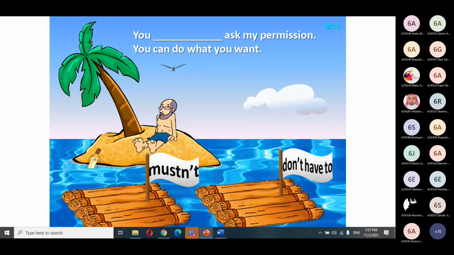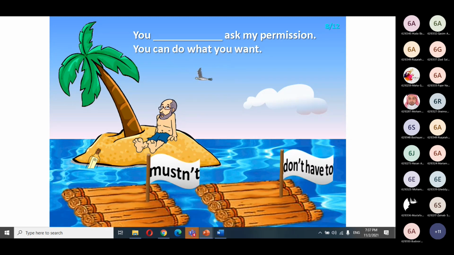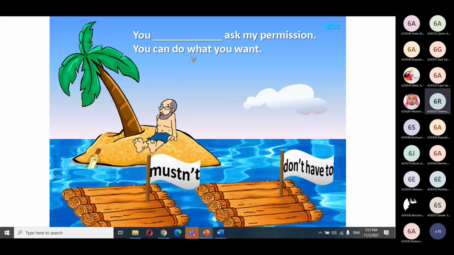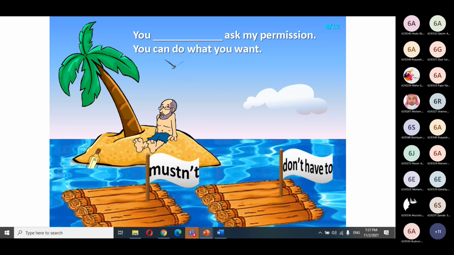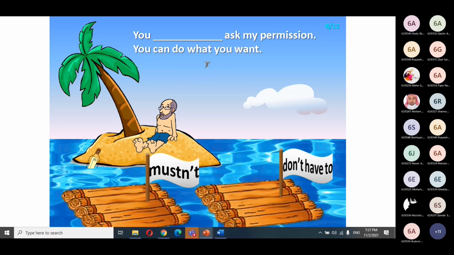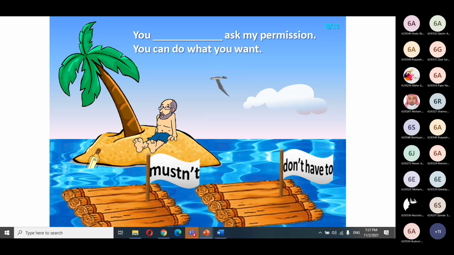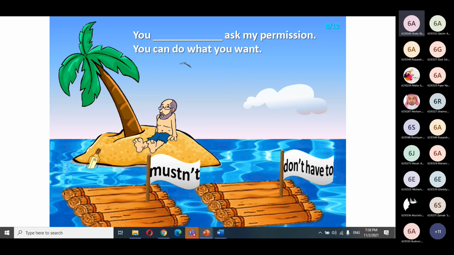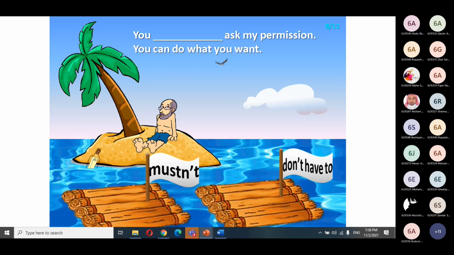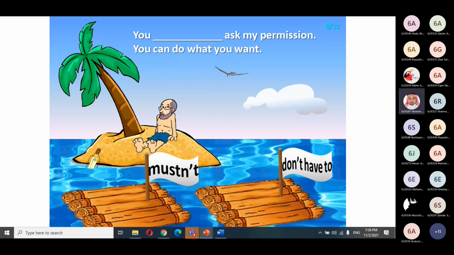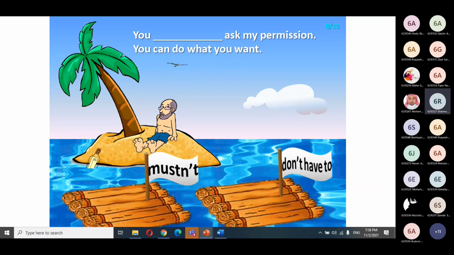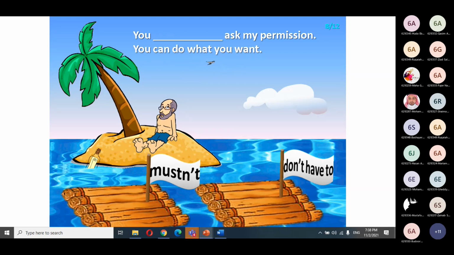You ask my permission. You can do what you want. Mustn't or don't have to? Don't have to. لو انت قلت mustn't يعني انت بتقول لواحد مو لازم تستأذن مني، سوي اللي يعجبك، معناها انه لو استأذن هيتعاقب. لو انت قلت mustn't معناها انه يتعاقب، لان mustn't معناها شيء المفروض ما تسويه، لو سويته تتعاقب. اوكي، هنا انت بتديله الحرية، يعني طالما بتديله حرية الاختيار يبقى المفروض نقول ايه؟ don't have to.